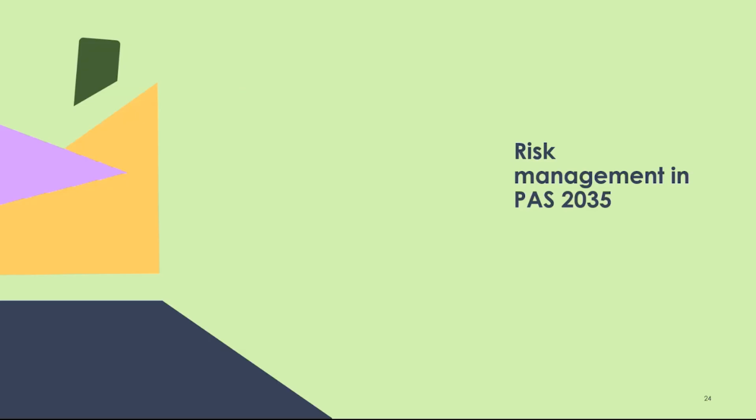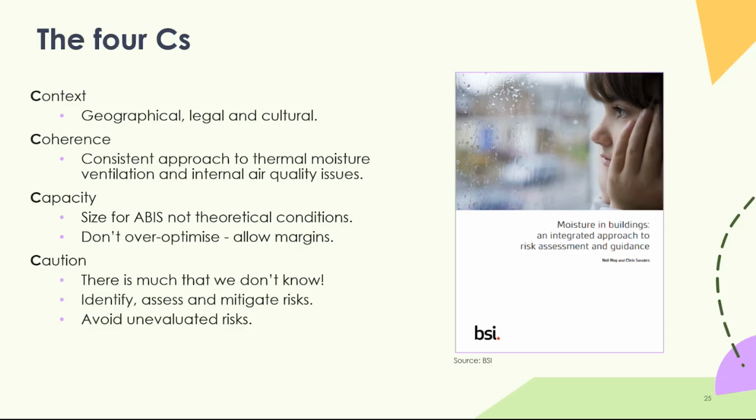So risk management then in PAS 2035, because much of what I just said is sort of covered by PAS 2035 in one form or another. So just to flag what some of these things are. In the paper on the right there, the moisture in buildings, an integrated approach to risk assessment and guidance, that standard really fed into the development of PAS 2035 and introduces the 4 Cs. So when you are approaching retrofit and thinking about the impact of moisture in that building, these things should be considered. So context, coherence, capacity, and caution.